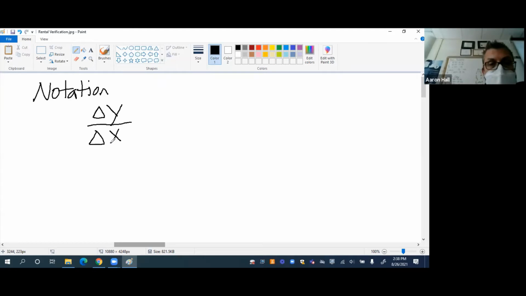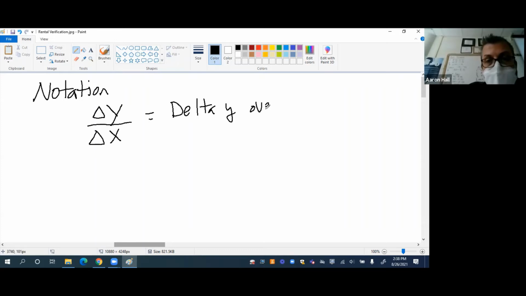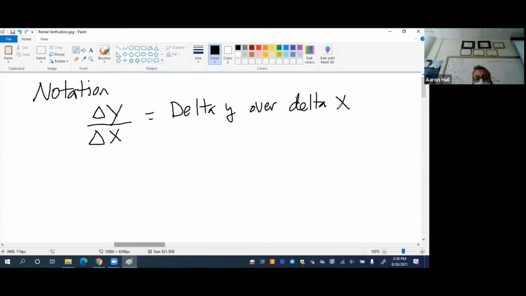Yeah, this is delta y over delta x. This is delta over delta x. What alphabet does delta come from? Yeah, it's the Greek alphabet. Is it a capital or a lowercase letter?